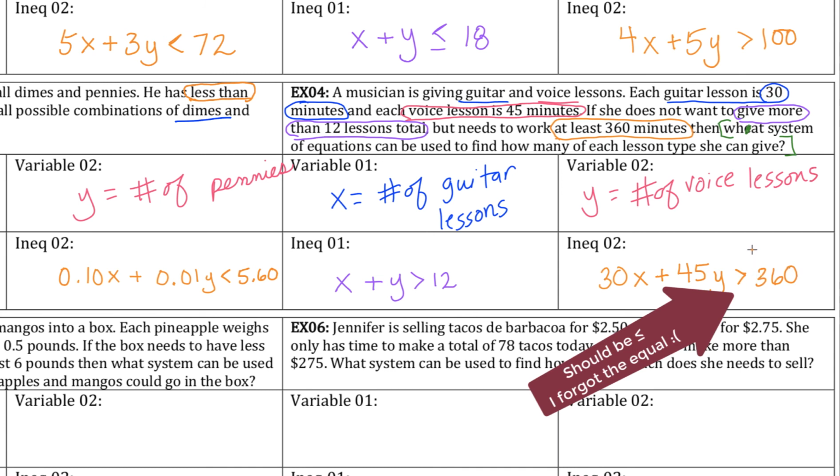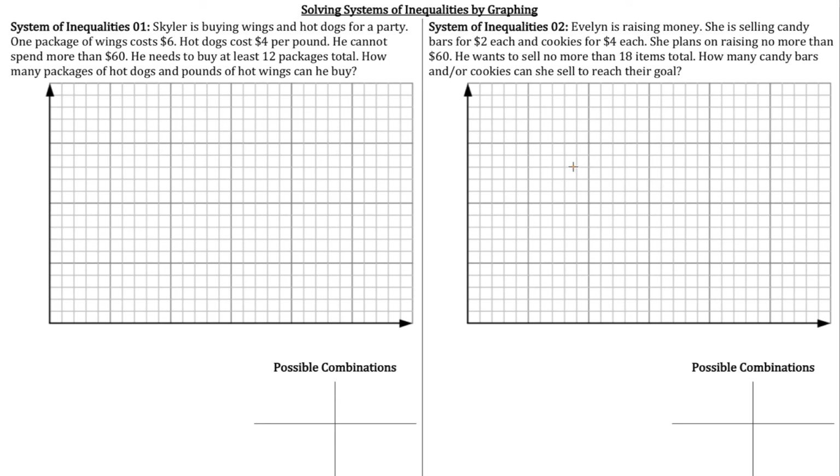All right, so I'm going to go to the next page. Skylar is buying wings and hot dogs for a party. One package of wings costs $6. Hot dogs cost $4 per pound. He cannot spend more than $60. He needs to buy at least 12 packages total.